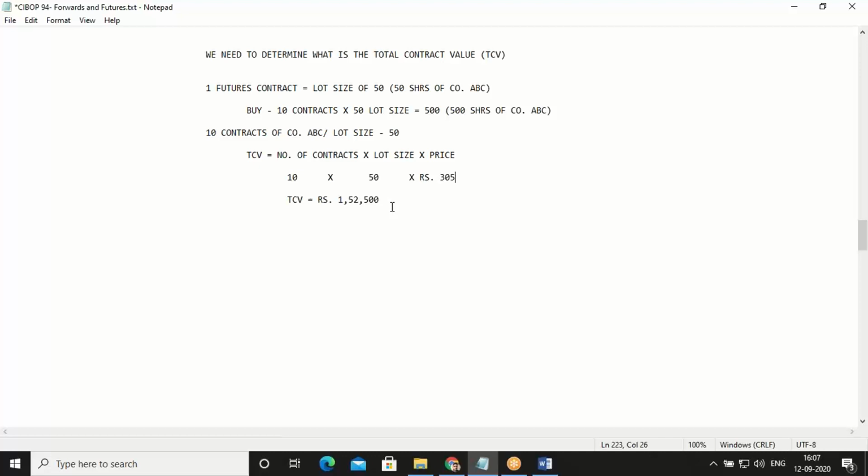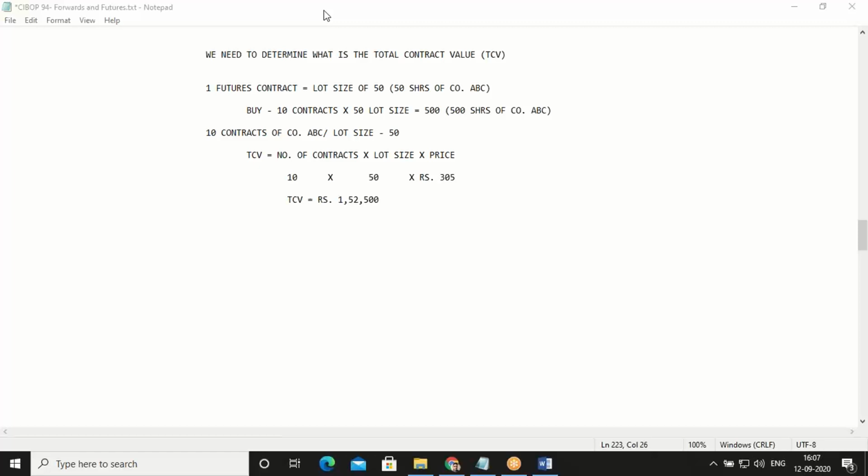So are we clear with this idea of total contract value? We've not come to the margin part yet. But are you guys clear on how we figured out TCV? Yes, no? Yes, sir. Okay. All right.